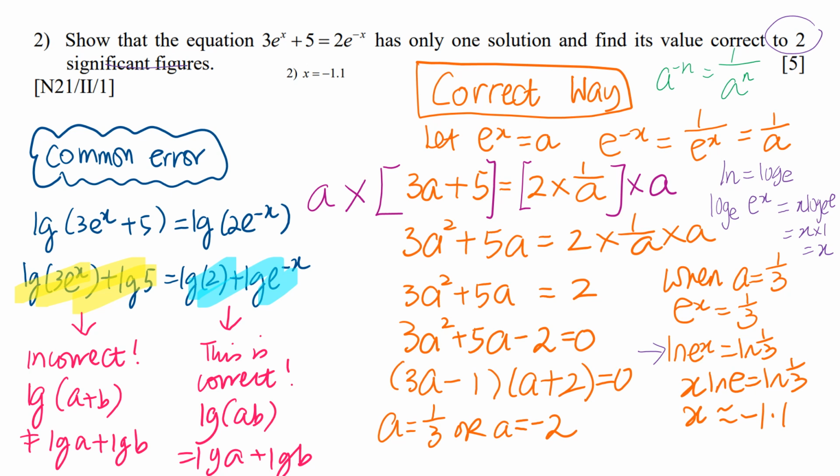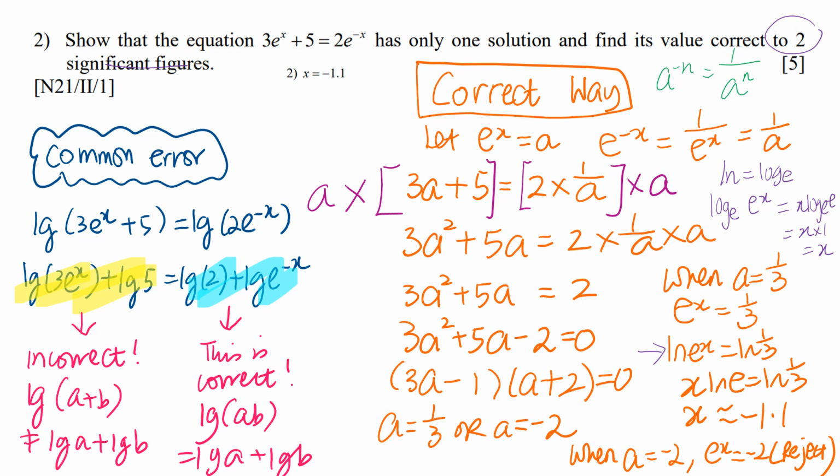How about the other value, when a is negative 2? You will end up getting e to the power of x equals negative 2, which you have to reject, because there will not be any value of x such that e to the power of x equals negative 2. Basically, e to the power of x is an exponential function and it's more than 0.